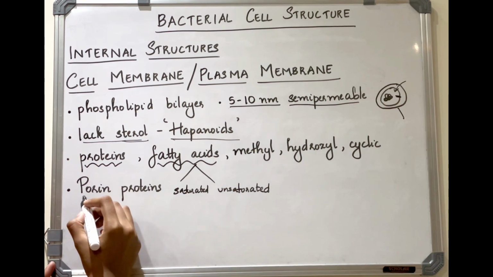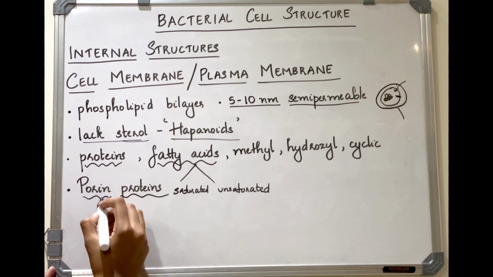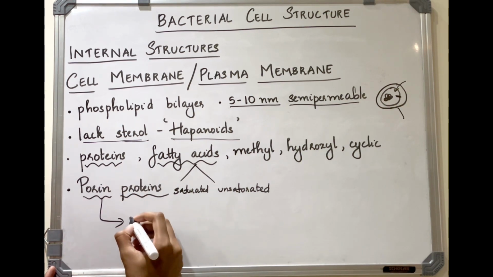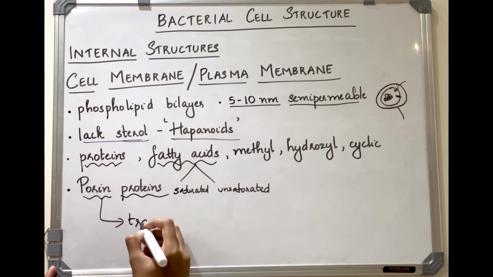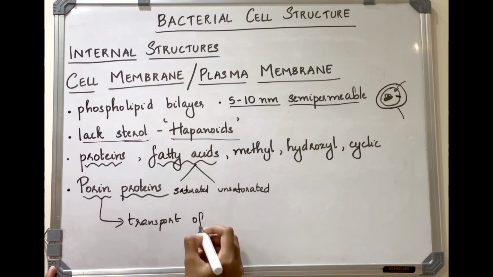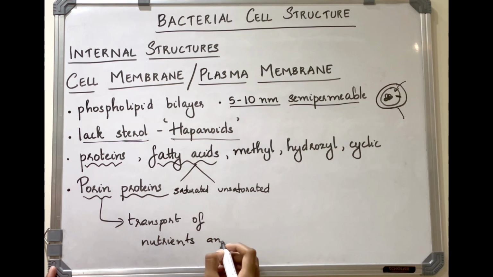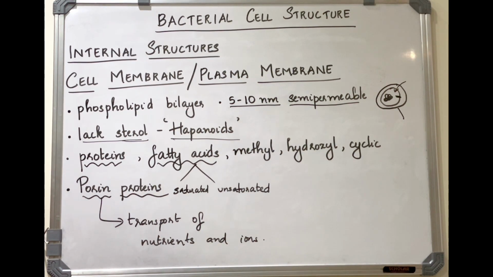The plasma membrane also has porin proteins. Now what is the function of the porin proteins? We have told earlier. Now these porin proteins help in the passive transport of nutrients and ions through the plasma membrane.